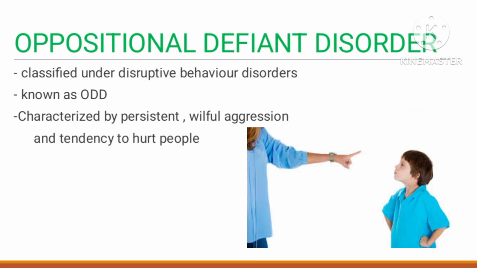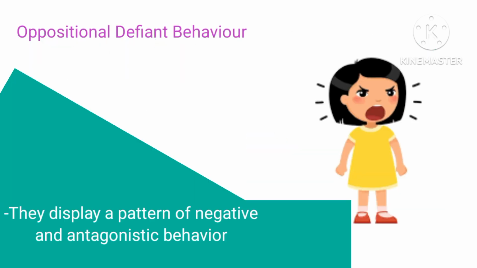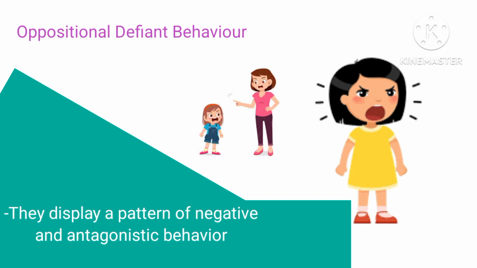Oppositional defiant disorder is classified under disruptive behavioral disorders in the DSM-5. It is better known as ODD. It's a mental disorder found in children characterized by persistent willful aggression and a tendency to be hateful towards other people, but not physically. Children and adolescents with ODD display a recurrent and repetitive pattern of negative and antagonistic behavior that significantly impacts their lives and those around them.